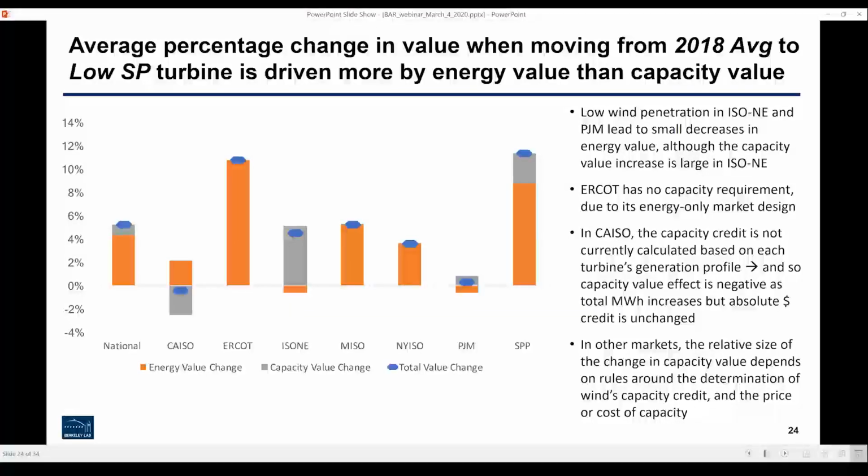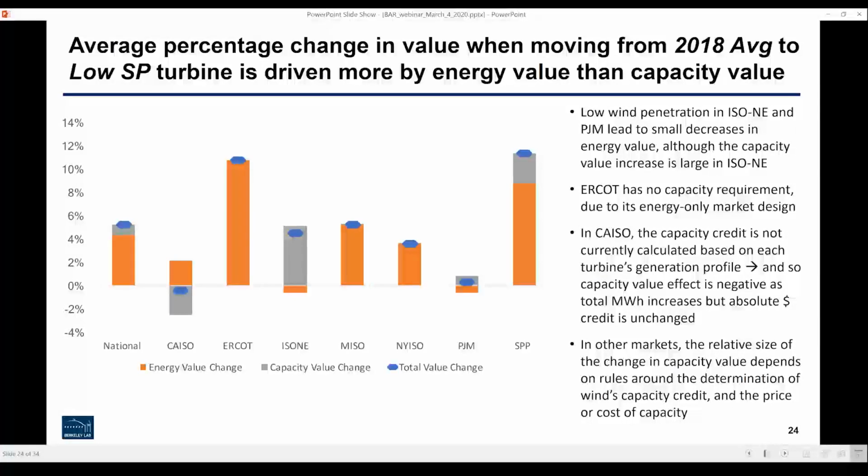Okay, and then another detail about this value change on the regional level is that the orange bars here show the energy value change, and the gray bars show the capacity value change. Now, we mentioned on a national level that the energy value dominates. You can see that all the way on the left here, with the orange bar leading to most of the increase in value for the low SP turbines.